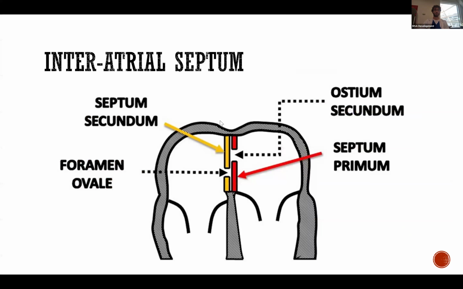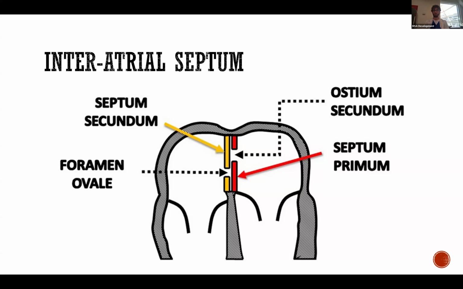Now let's talk about the interatrial septum. We said we have a right atrium and a left atrium, right? But these atria have to be divided because one has oxygenated blood, one has deoxygenated blood. How are they two different chambers if they're not divided? That's what we're going to explain. The interatrial septum is a septum that divides the atria into two, left and right.